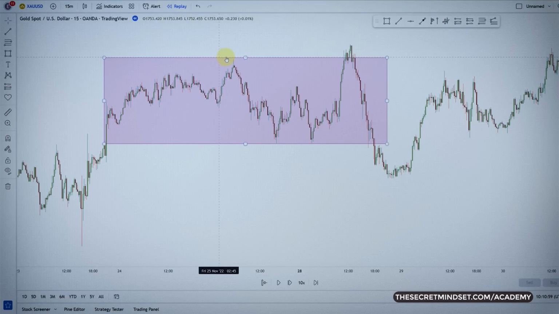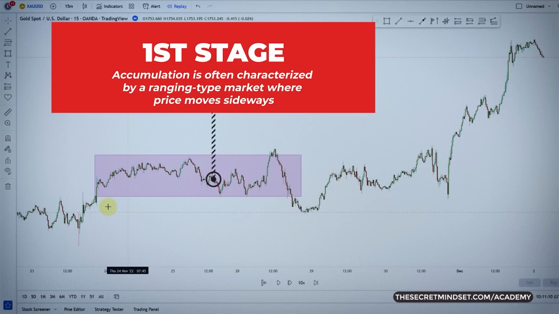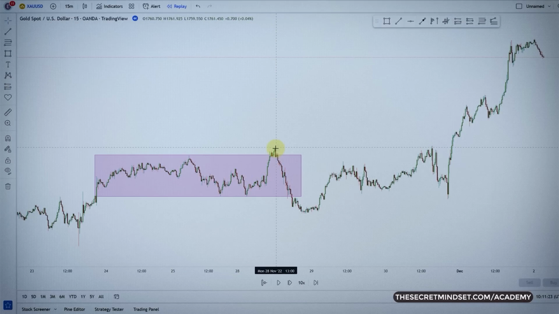If you can identify the price levels where banks are accumulating, you will also be able to identify the direction of future price movements. Accumulation is often characterized by a ranging type market where price moves sideways. It is in this zone that banks regularly enter the market to accumulate their desired positions.